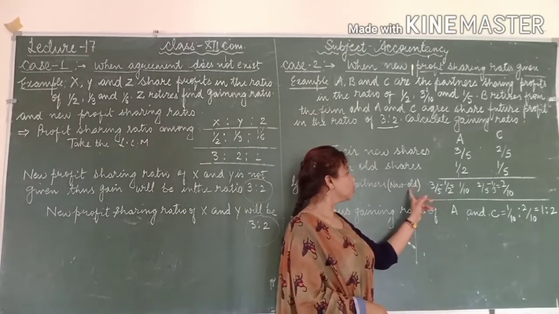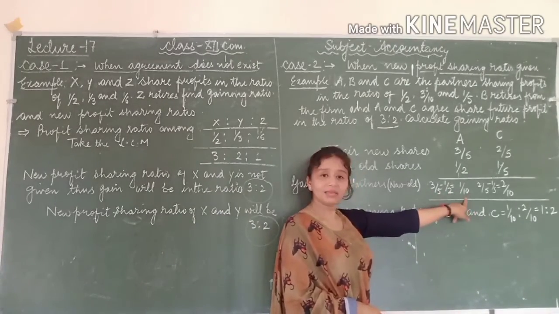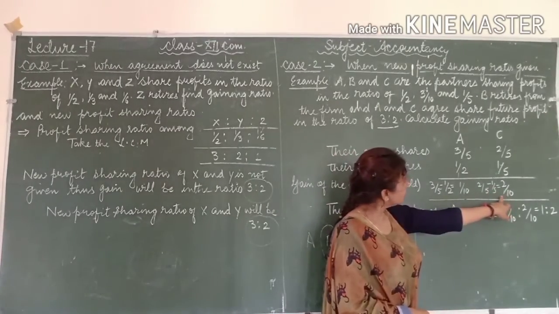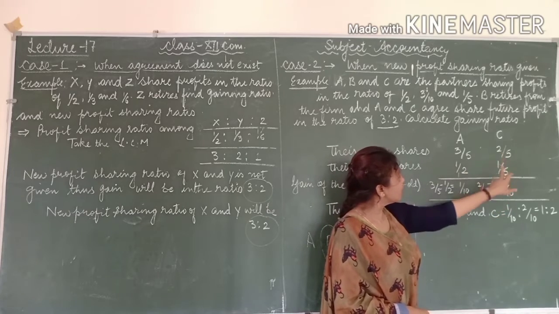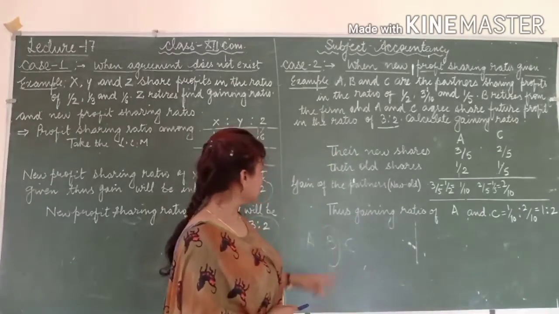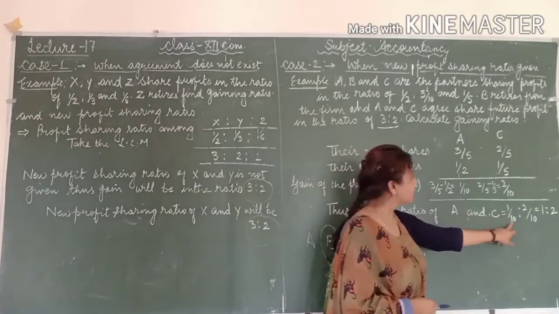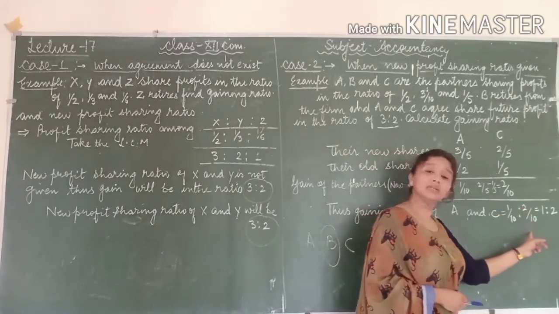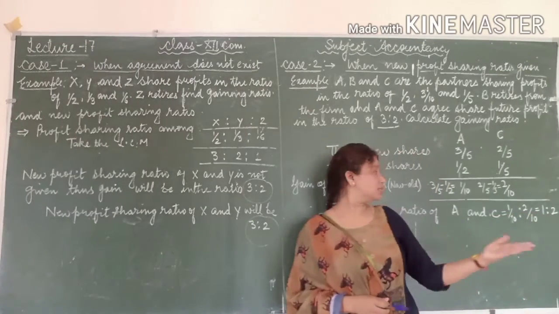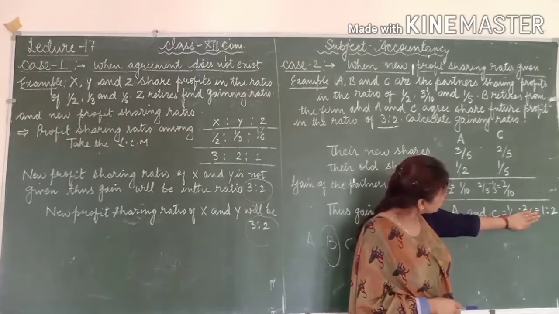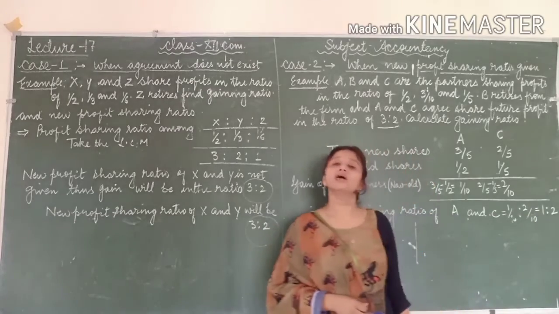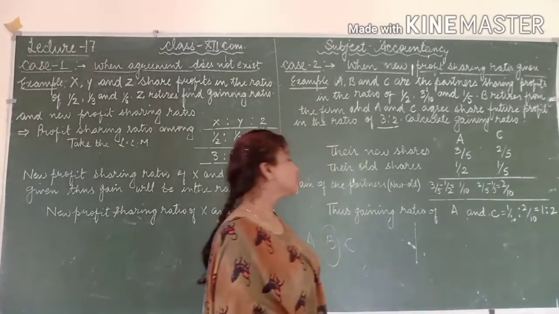When you do the new minus old, for A the share will be 1/10, and for C, when you subtract 1/5 from 2/5, you will have 2/10. So for A and C, the gaining ratio will be 1/10 for A and 2/10 for C. These are already equivalent fractions, so you just take an LCM, or you can also cancel it. You will have 1:2. So this will be your gaining ratio.